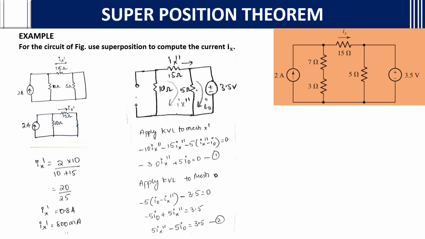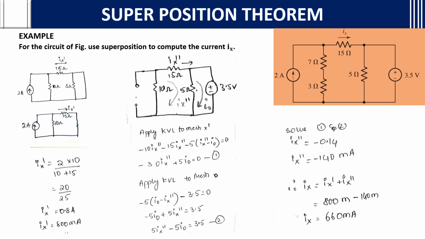Minus 10 Ix dash minus 15 Ix double dash minus 5 into (Ix double dash minus I0) equals 0. You will get the first equation. Then apply mesh analysis to the second mesh, mesh 0, and you will get another equation. If you use Gaussian elimination, you will easily get the unknown Ix double dash.